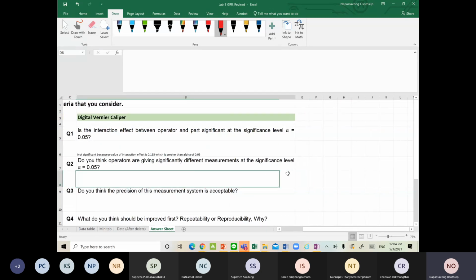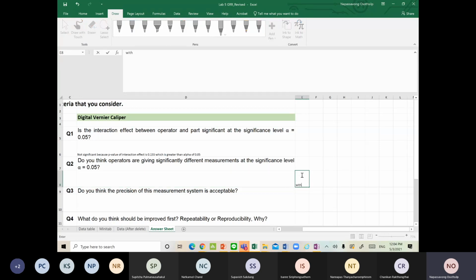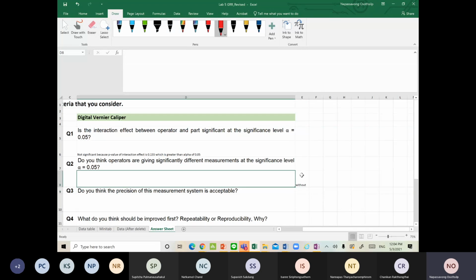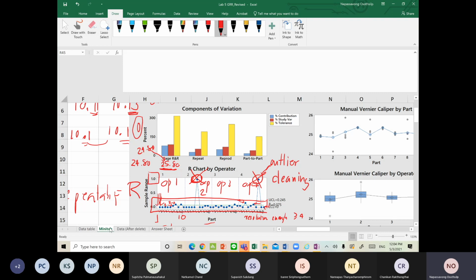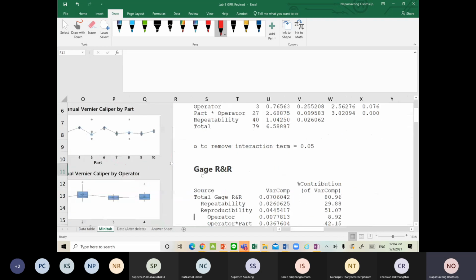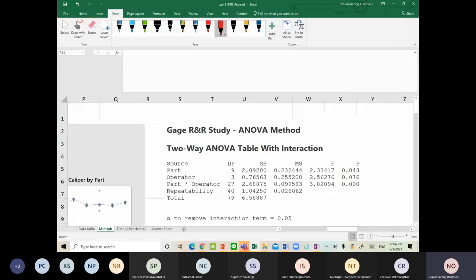Next, do operators give different measurements? We have seen before that when interaction is not significant, you take a look at the table without interaction, and then repeat the same thing. You mention the p-value of the operators to answer this question. Next question: do you think the precision of this measurement system is acceptable? To answer this question, you have to look at the next output, below the ANOVA table.